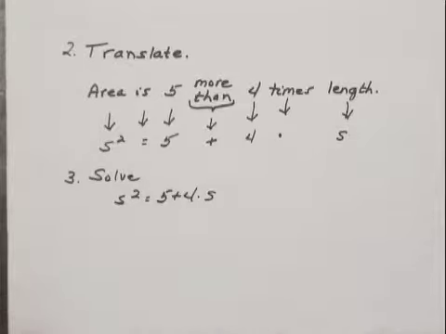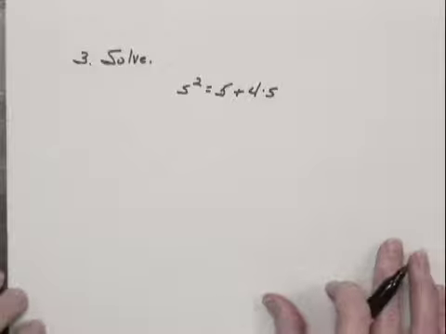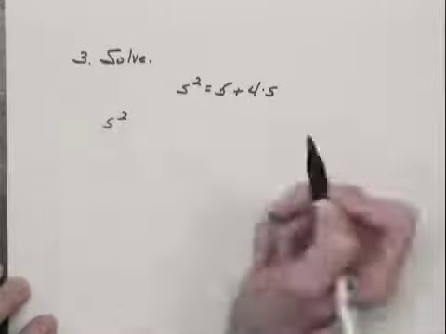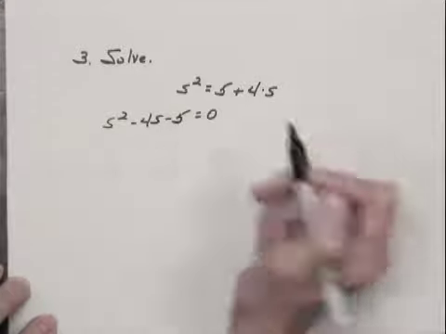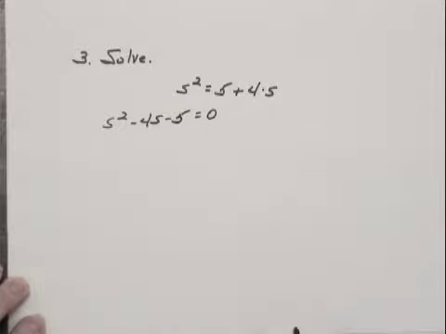And let's go over here where we have a little bit more room to solve it. We have this s squared equals 5 plus 4 times s. I'm going to write this as s squared minus 4s minus 5 equals 0. We have a quadratic equation. I've subtracted 5 and I've subtracted 4s on both sides.